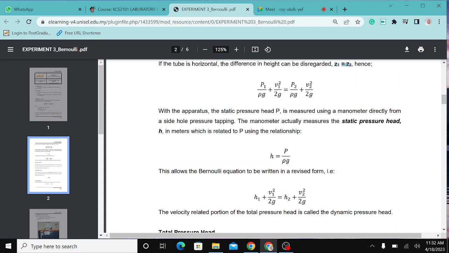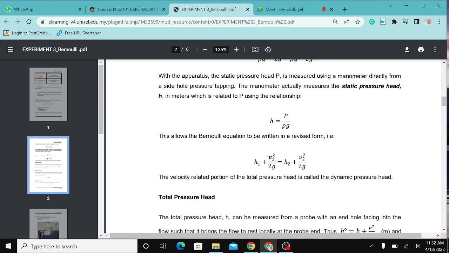And then with the apparatus, the static pressure head P is measured using a manometer directly from a side hole pressure tapping, and this measures the static pressure head. Okay, so static pressure head labeled by H, unit in meters. Okay, SI unit as in meter, which is related to P using this relationship. Okay, H punya equation. So that means from the previous equation, you can rewrite into another form lah. So in another form, you can have this kind of equations lah.